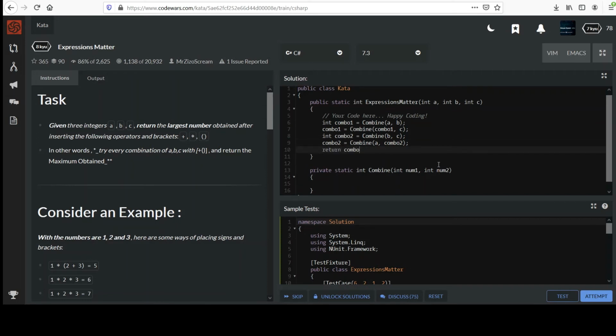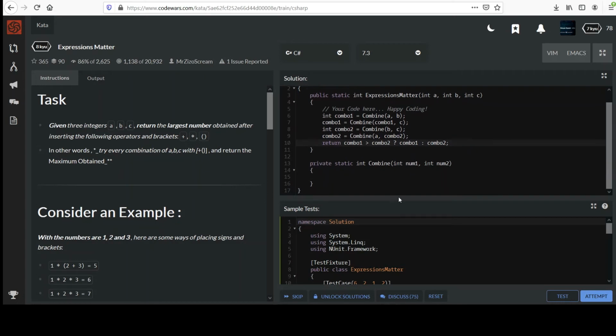Return combo 1 greater than 2. If it is, return combo 1, else combo 2. And you know, I think the math class has a max function, and you could just pass in return math max, if I remember right, and just put combo 1 and combo 2 in there. Same kind of thing going on. All right, so provided this combine method does in fact give us the best results every time, this should work just fine. So we'll get on to implementing that.